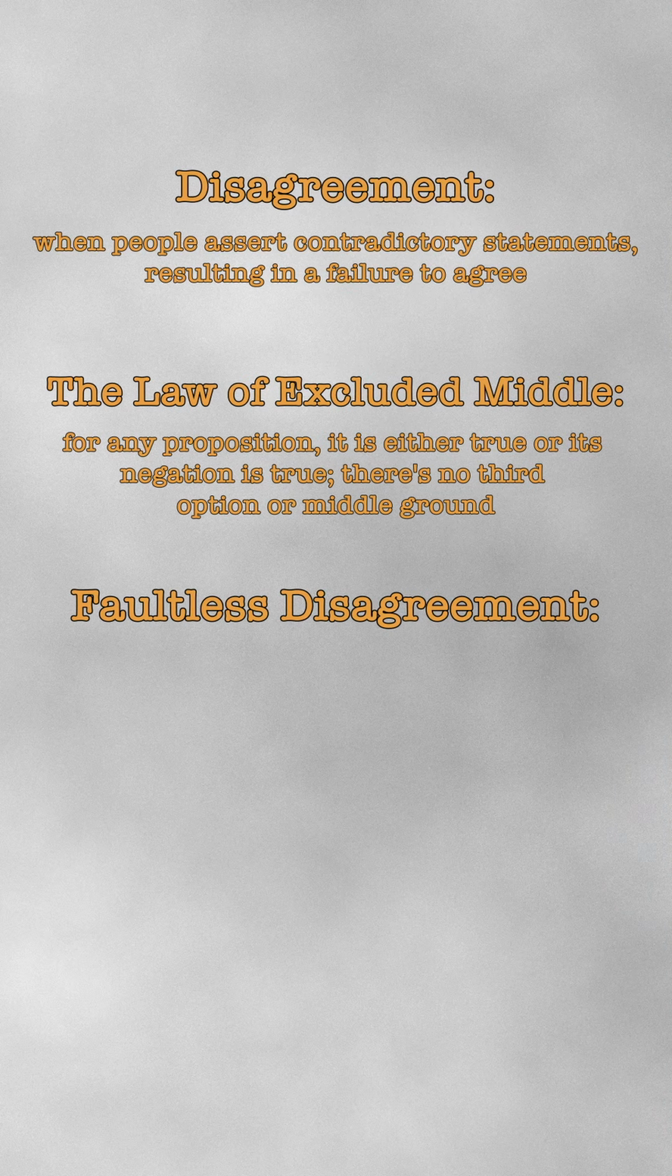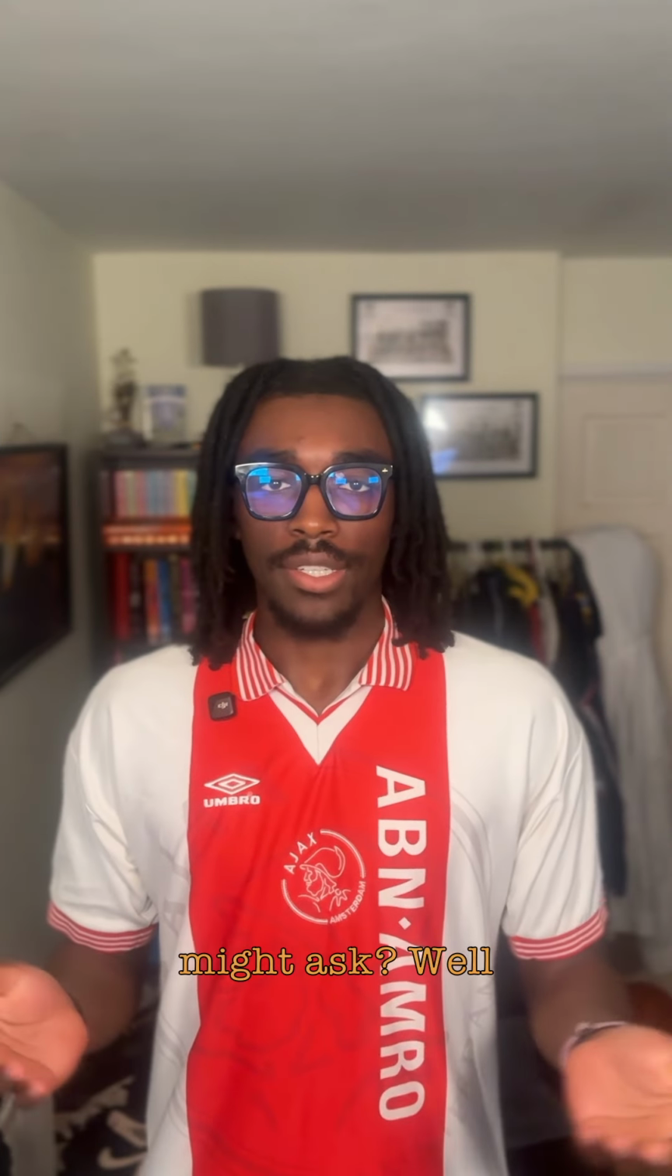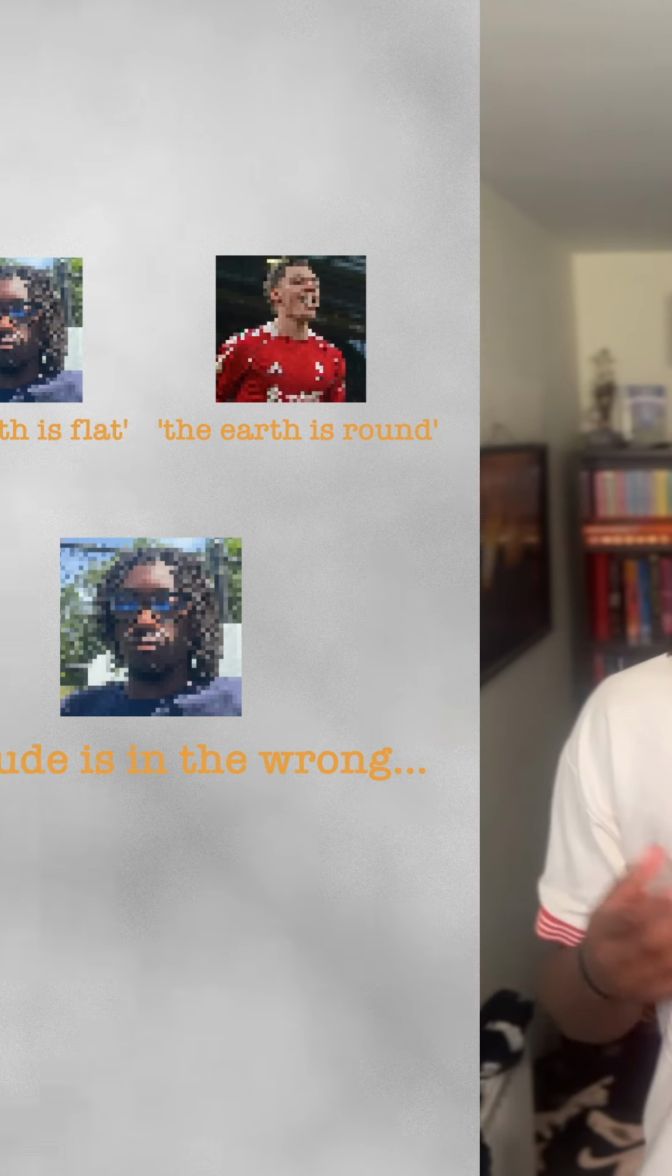But a faultless disagreement occurs when people assert those contradictory statements, but you can't confidently say that either of those statements are faulty. But what does that even mean, you might ask? Well, in a regular disagreement, it's often pretty clear who has made a mistake. Let's say I assert that the Earth is flat, and Florian Wirtz comes around and says, nah, bro, what are you talking about? The Earth is obviously round. But because the nature of the discussion is objective, it's very safe to say that I'm the one that's in the wrong because the Earth is obviously round.